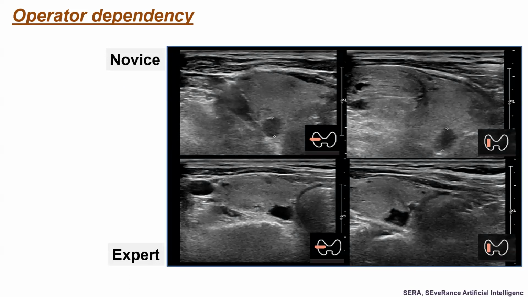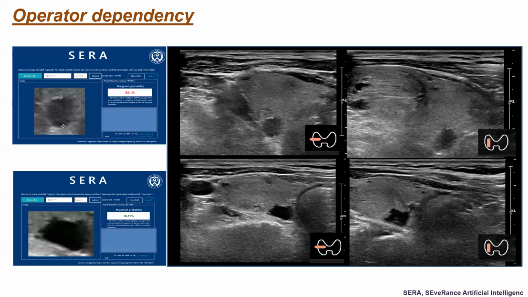These are images of the same nodule examined by an ultrasound novice and an expert, respectively. The images taken by a novice have suspicious ultrasound features. On the contrary, the images taken by the expert appear to be cystic, benign nodules. Despite the same nodule, SERA produced different outcomes because the taken images were different.